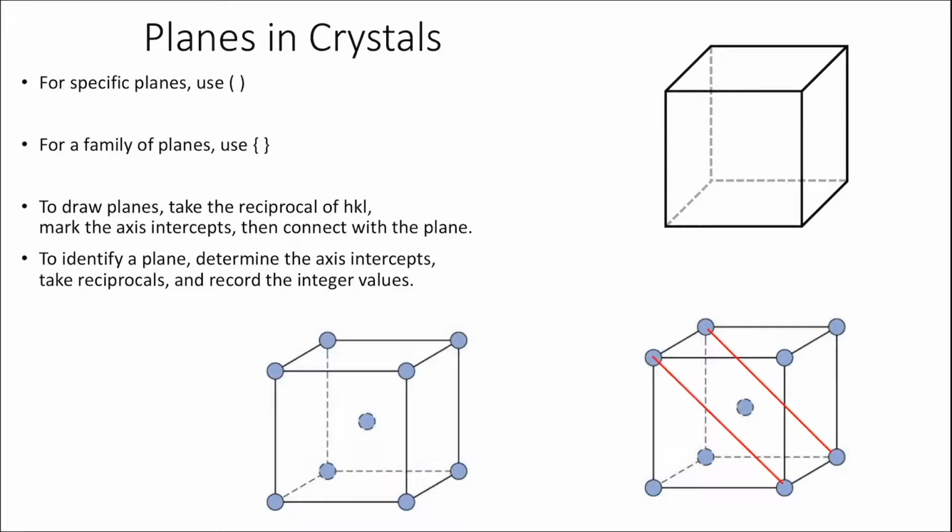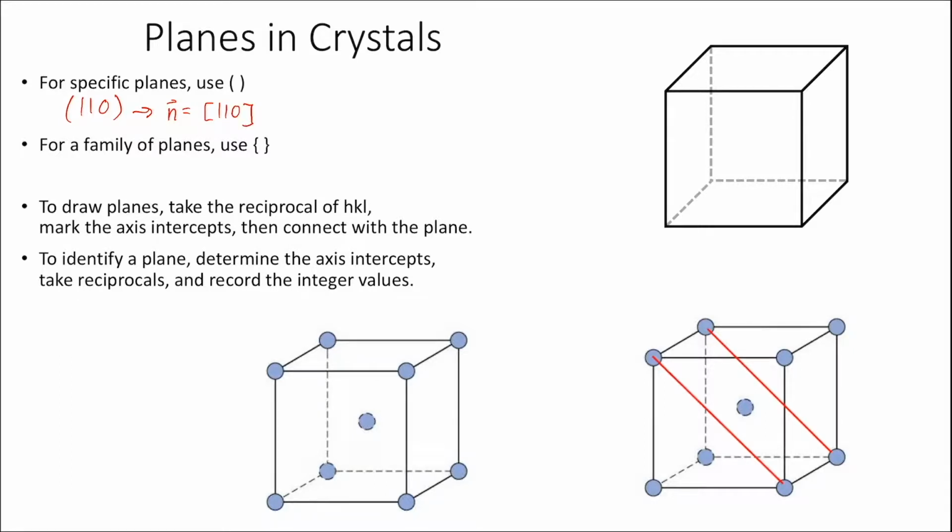So now we're going to talk about planes in crystals. For a specific plane, we use parentheses, as shown at the top there. The important thing to note about planes is that, let's say we're going to work with 110 for a plane. A plane is defined by its normal, basically. So the normal in this case is parallel to the direction of 110.